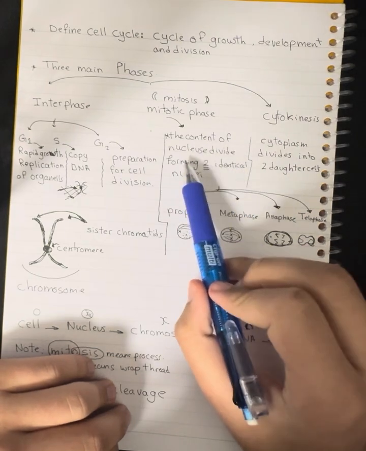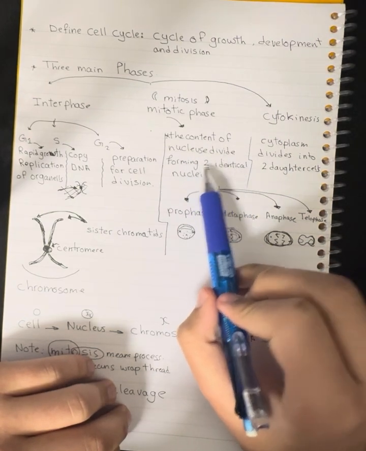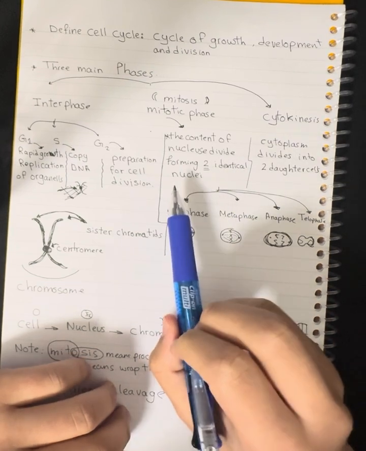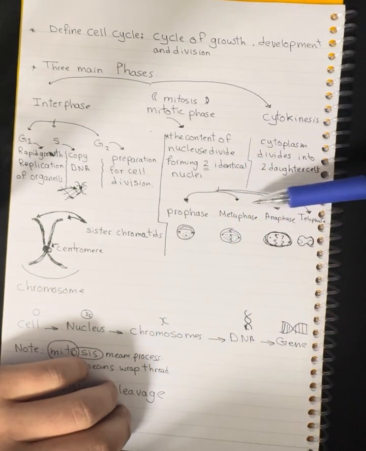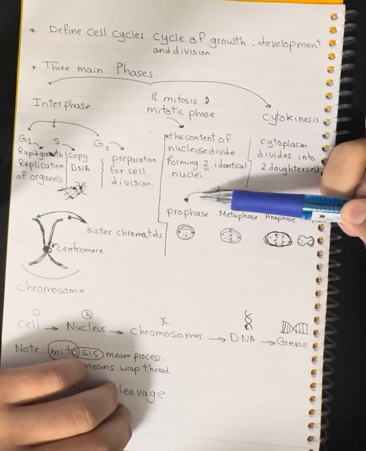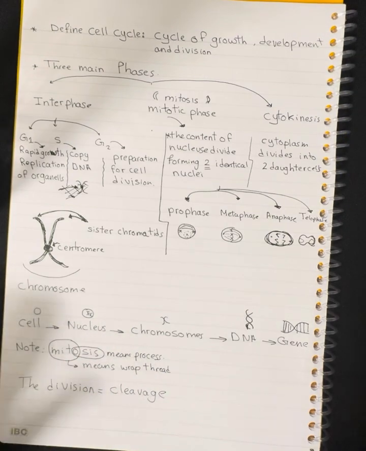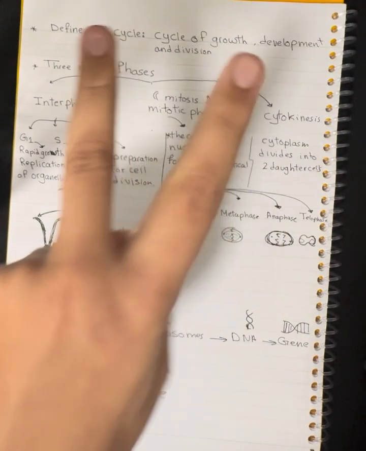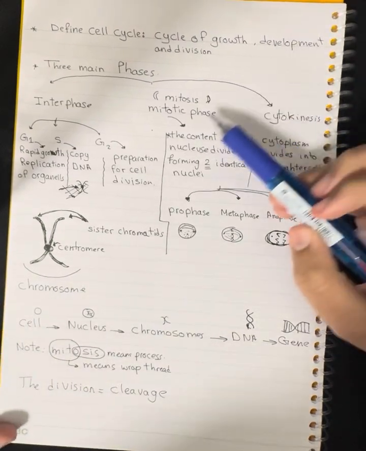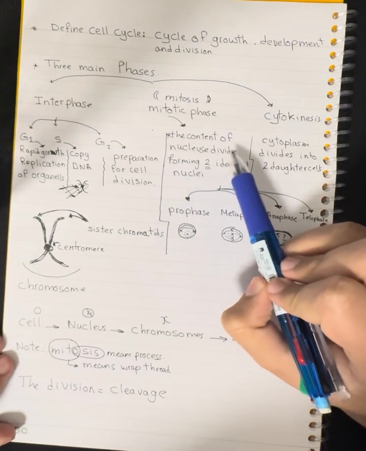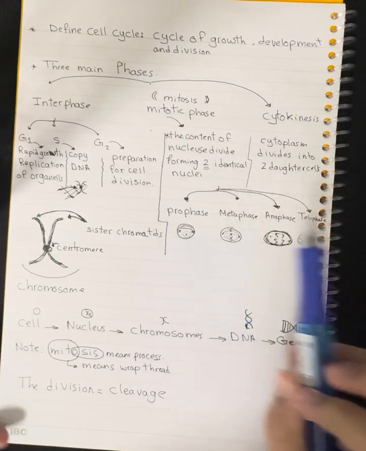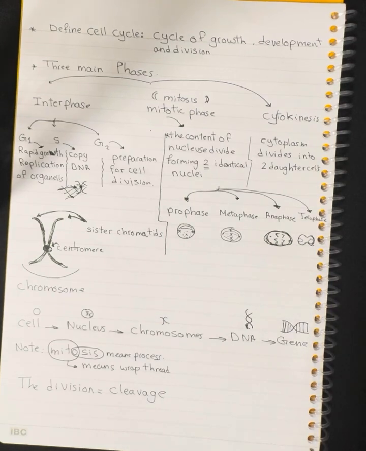So let's move on to mitosis, or the mitotic phase. The contents of the nucleus divide, forming two identical nuclei. This is the definition of mitosis. Anything or everything that's in the nucleus divides into two. Once again, the contents of the nucleus divide, forming two identical nuclei. Nuclei is the plural word for nucleus.